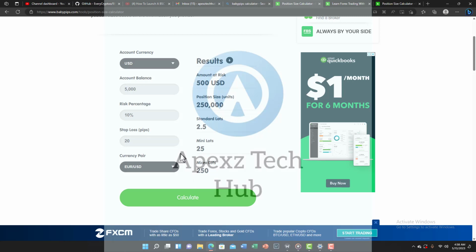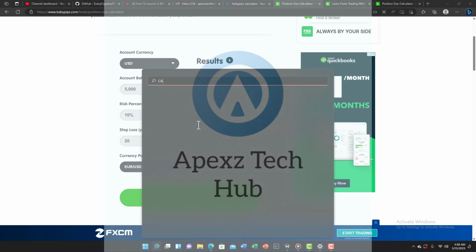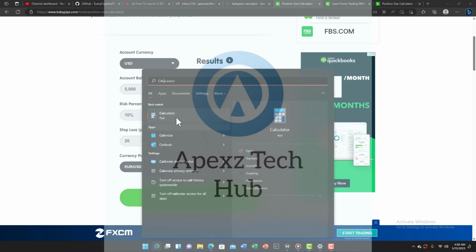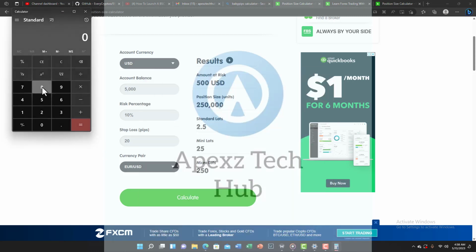Now, using this standard lot size, maybe by the end of the whole day I want to take trades maybe 3 times in a day. So I will divide 2.5 by 3. Then you have 0.8. So per entry I'm going to take 0.8, risking 10% of the account.